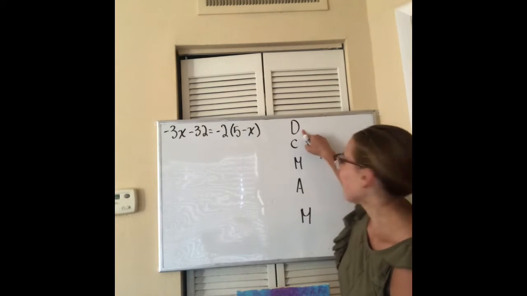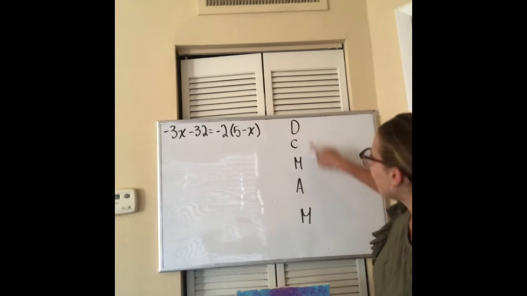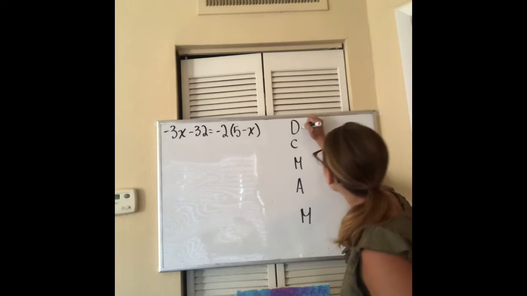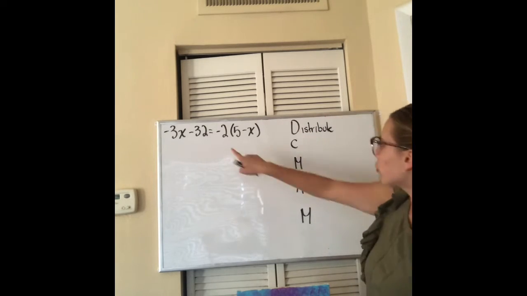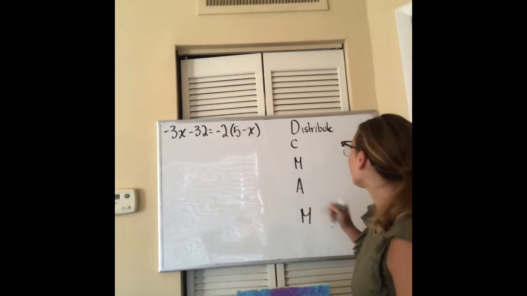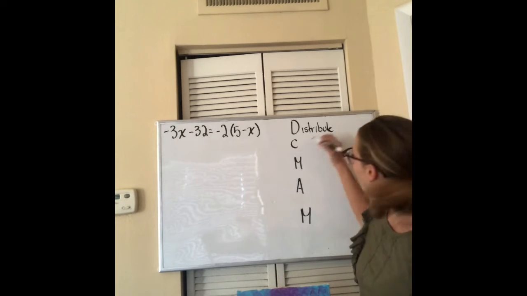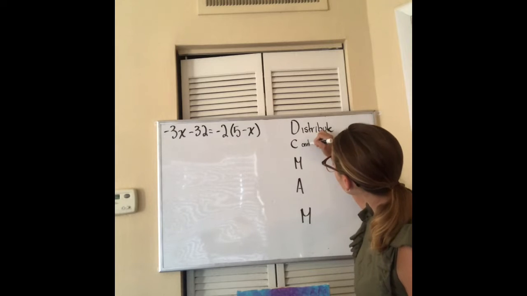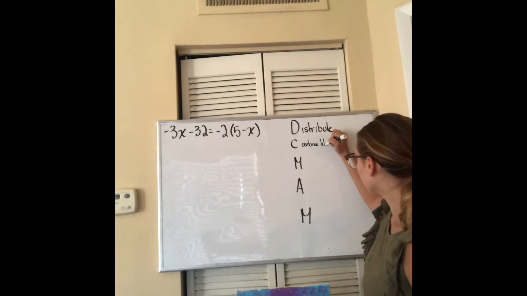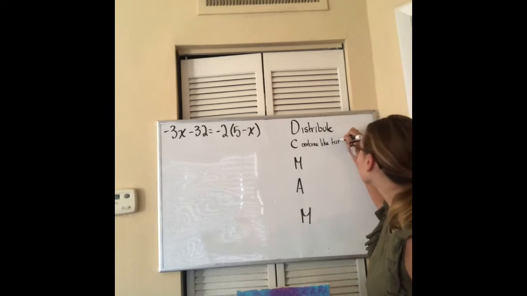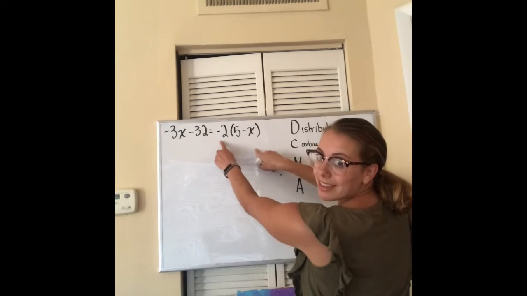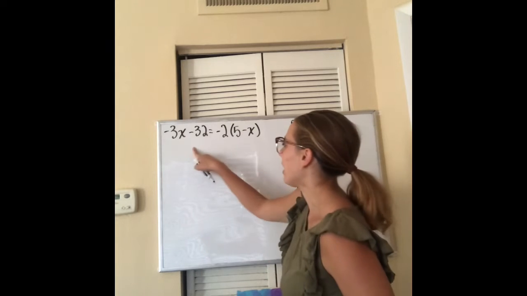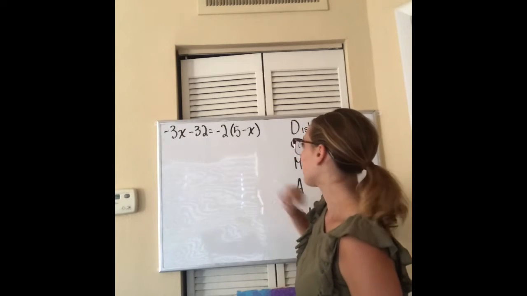The D for don't call me after midnight stands for distribute. You'll distribute when you see something outside of parentheses. The C stands for combine like terms. And remember, like terms are only on the same side of the equal sign. You cannot combine like terms across the equal sign.